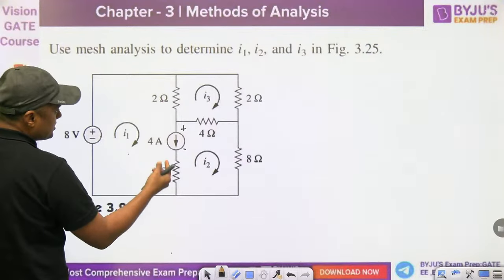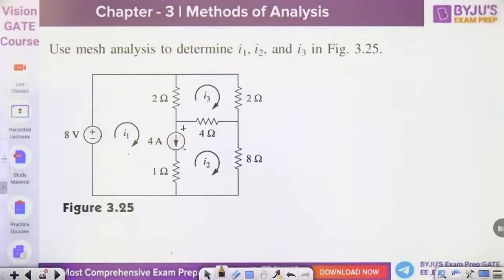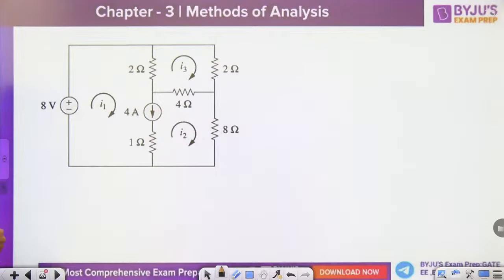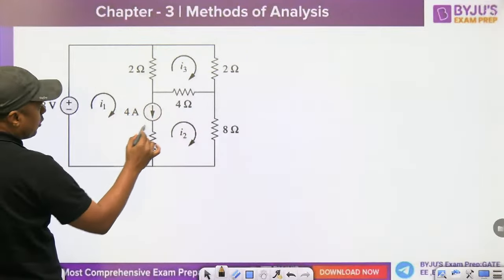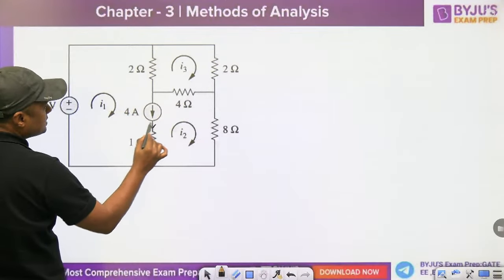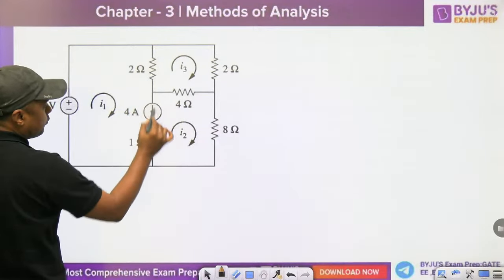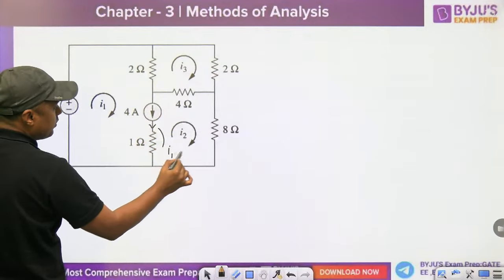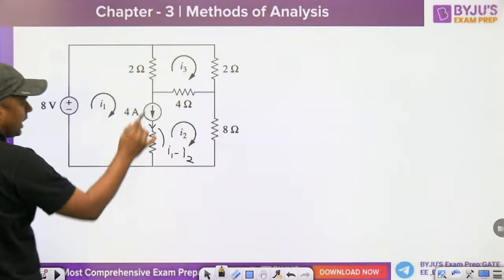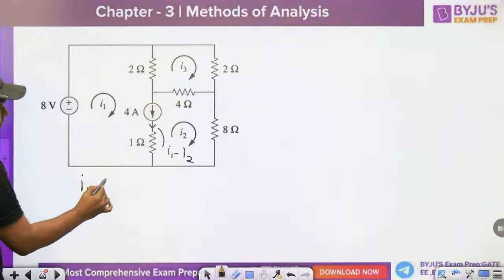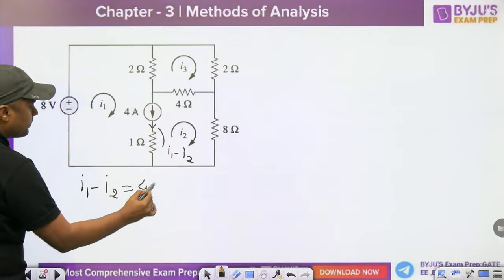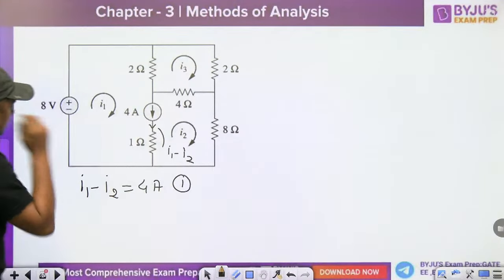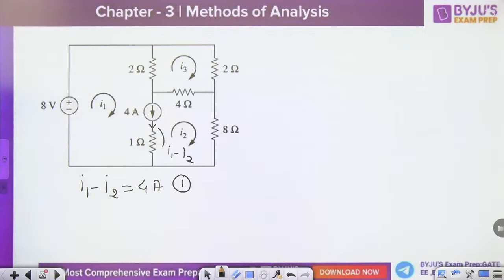So what is the super mesh analysis? We are going to write it here, and we want 3 equations. Watch this. First equation: in this branch, I1 is in the downward direction and I2 is in the upward direction. So what is the current in this branch? I1 minus I2. So you can write I1 minus I2 is equal to 4 ampere. This is the first equation.